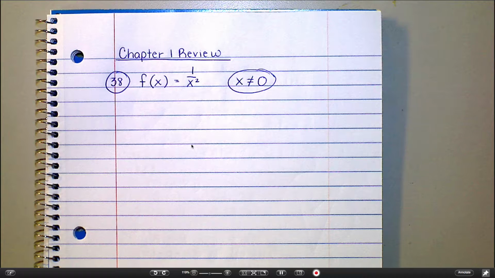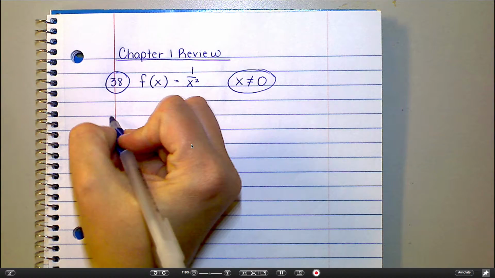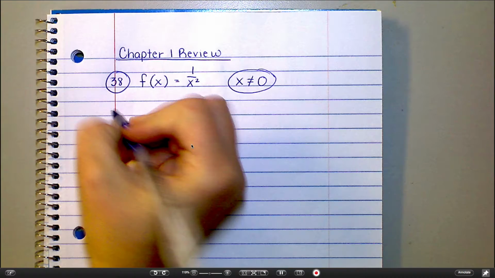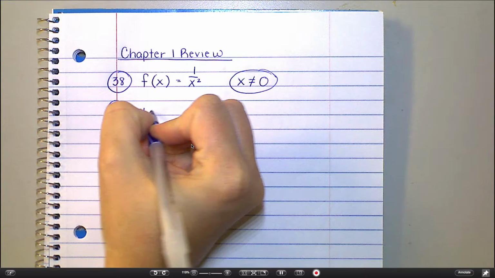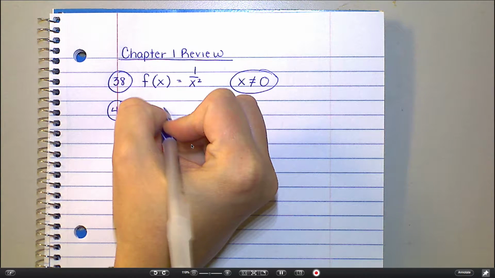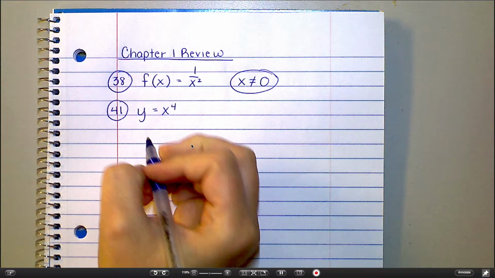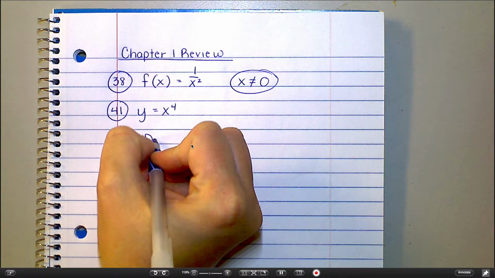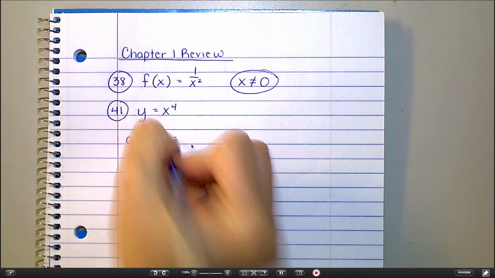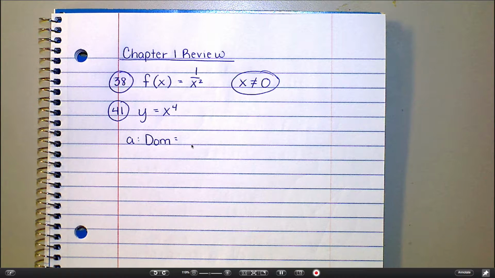Alex? Could you also go over 41? 41, sure. Okay, so 41 gives us y equals x to the 4th. And the first question is asking you for the domain. So A is asking for domain. Okay, so we just said domain means possible values for x. So what I want to know is, what numbers am I allowed to put in for x there?